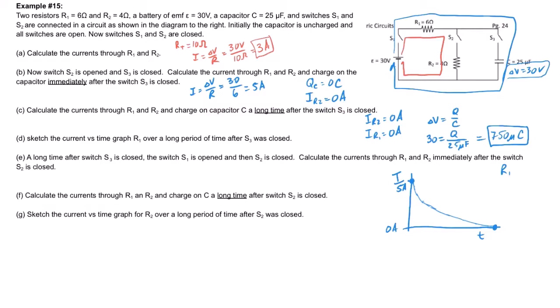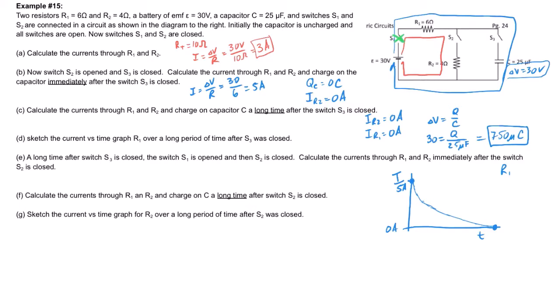All right? Now, we're on to letter E. A long time after switch 3 is closed, the switch 1 is opened, and switch 2 is closed. Whew, this is getting crazy. So now switch 1 is going to open, which means no current is going to go there.